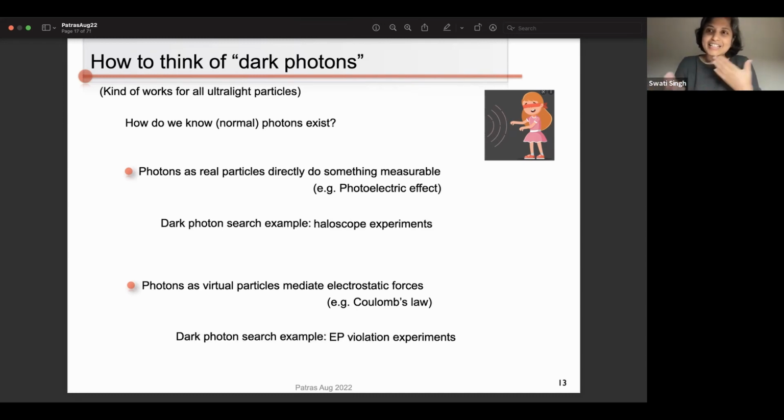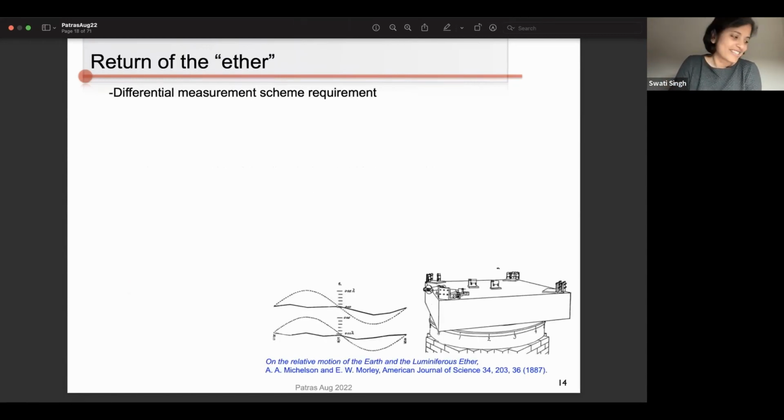Okay. And there is a clear analogy between these things and dark photons, or actually in general, all kinds of ultralight dark matter experiments. So a haloscope experiment is a classic direct detection experiment. And the EP violation bounds are an indirect detection experiment. So all kinds of these fifth force bounds would be where this new particle, this ultralight dark matter particle, is mediating forces. And I found that going with this analogy really helps me drill down on various things.